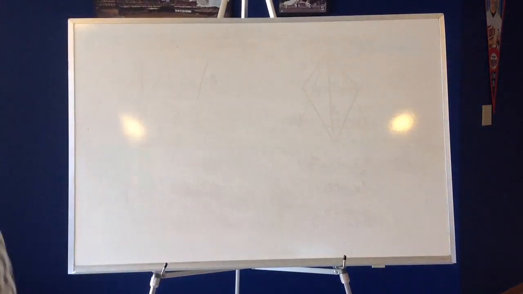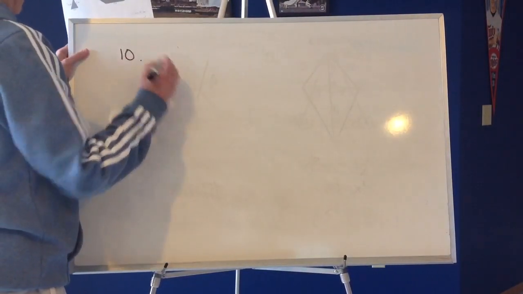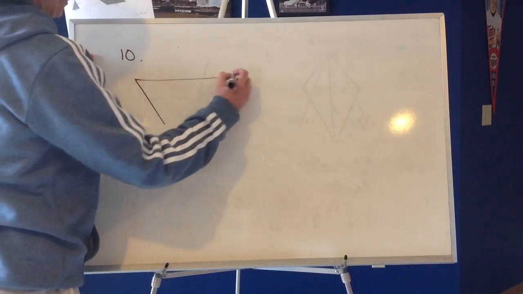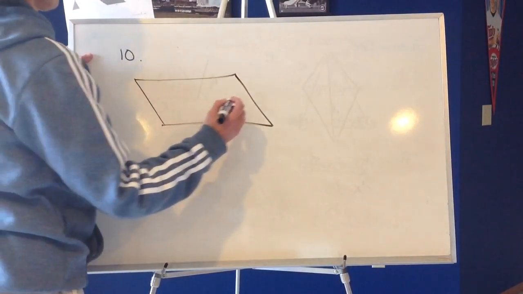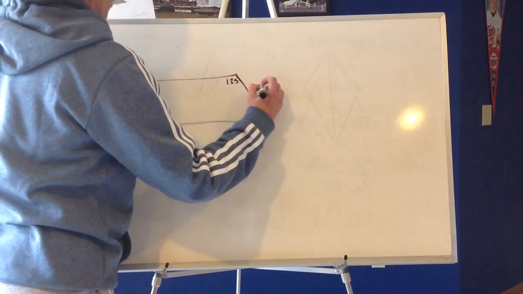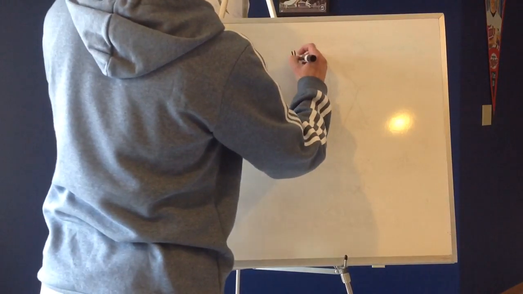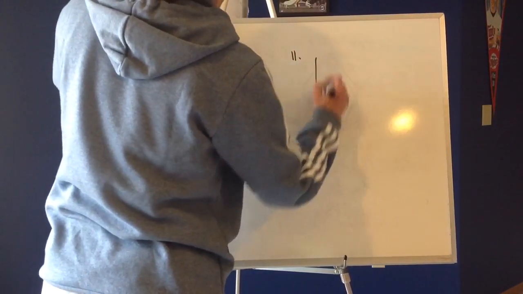All right, next ones we had were 10 and 11. So 10, we're dealing with a parallelogram. And 11, you're dealing with a trapezoid.